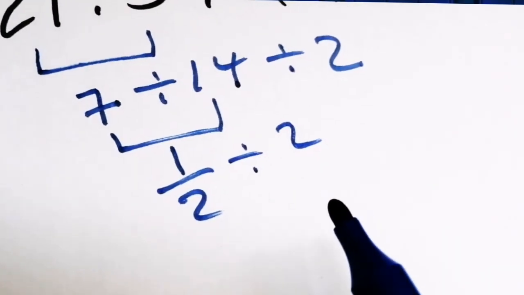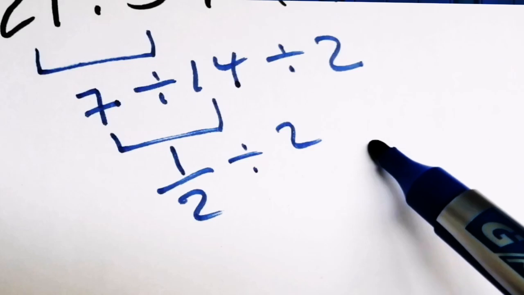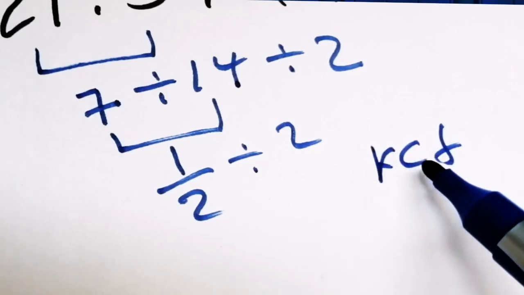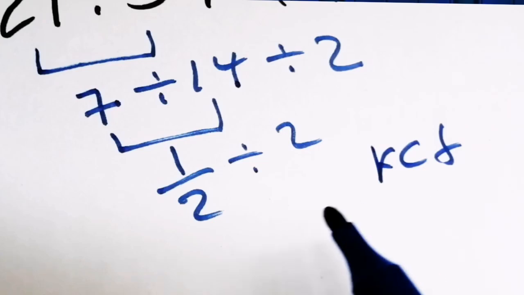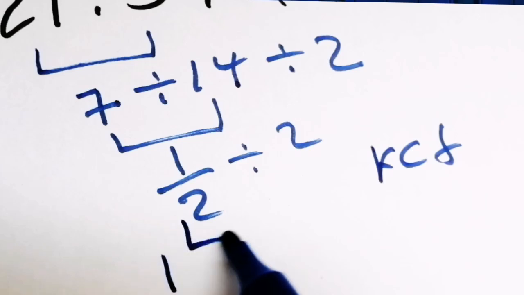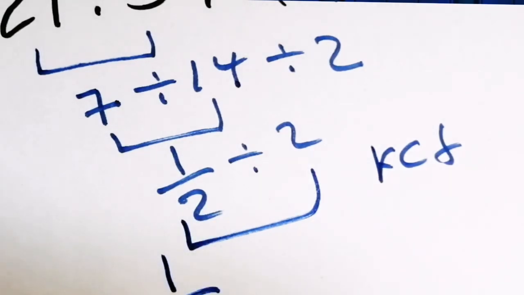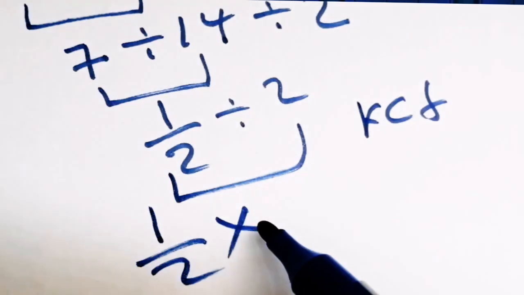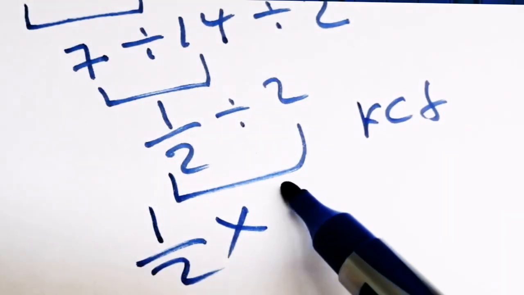Then here we need to follow the KCF rule. Okay, KCF rule. K stands for keep, C stands for change, and F stands for flip. Therefore, according to the KCF rule, we have to keep the first fraction here. We have to keep the first fraction 1 over 2. Then change this division into multiplication and flip the second number 2 over 1.